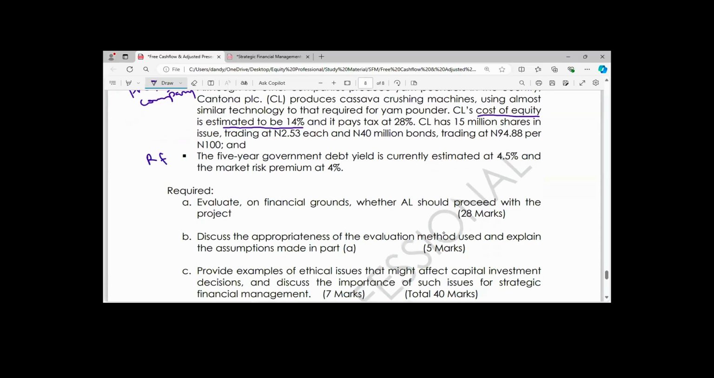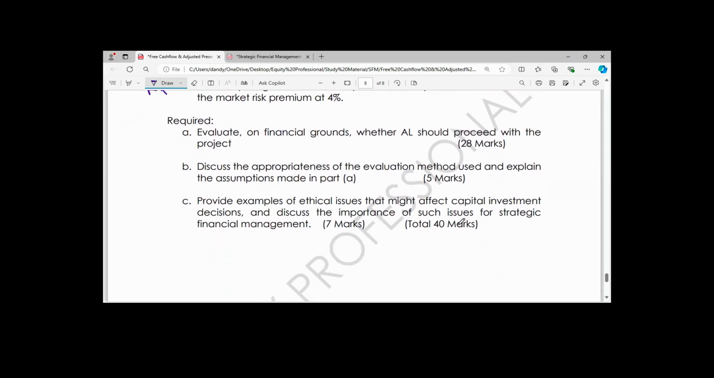Required. A. Evaluate on financial grounds whether AL should proceed with the project. B. Discuss the appropriateness of the evaluation method used and explain the assumption made in Part A. C. Provide examples of ethical issues that might affect capital investment decisions and discuss the importance of such issues for strategic financial management. Thank you very much, Jide.